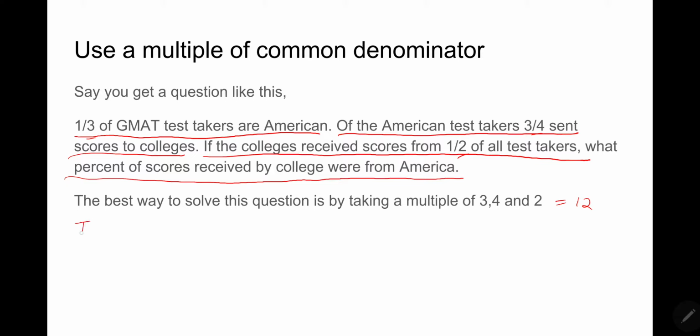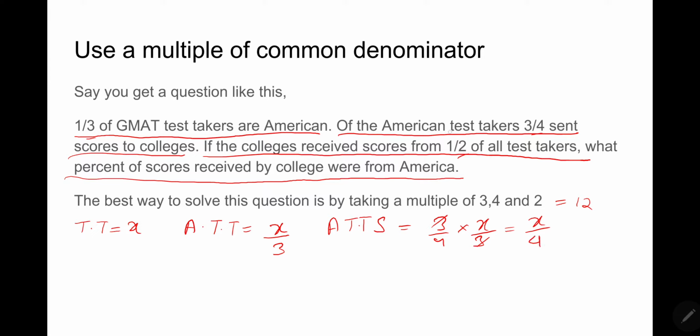Let the total number of test takers be x. Number of American test takers will be 1/3 of that, that is x by 3. The number of American test takers sending score will be 3/4 of that, that is 3 by 4 into x by 3. 3 cancels, we get x by 4.